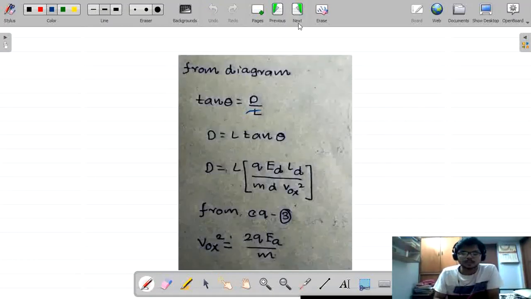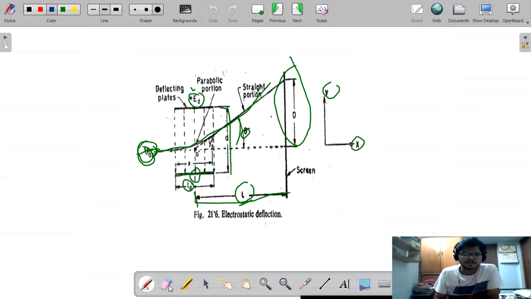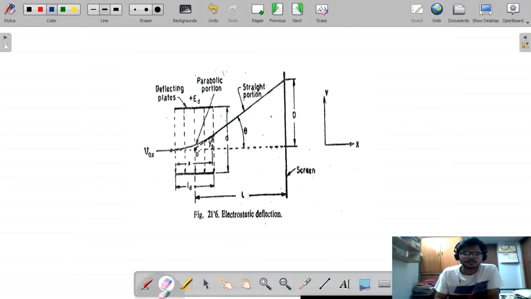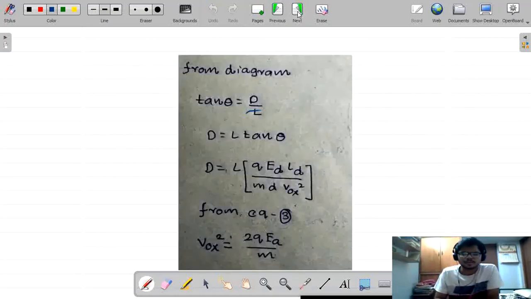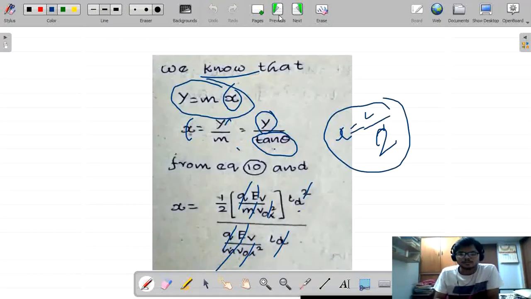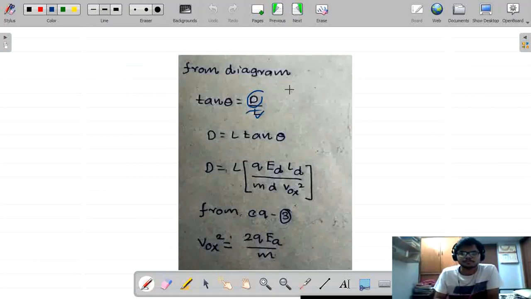Now, from the diagram we can clearly see that as it is an angle theta, what is tan theta? Opposite by adjacent, D by L. So from here we can see that tan theta equal to D by L. Now tan theta equal to D by L. From here I can write that D equal to L into tan theta. From here I can write tan theta equal to QED LD by MD into Vox whole square.